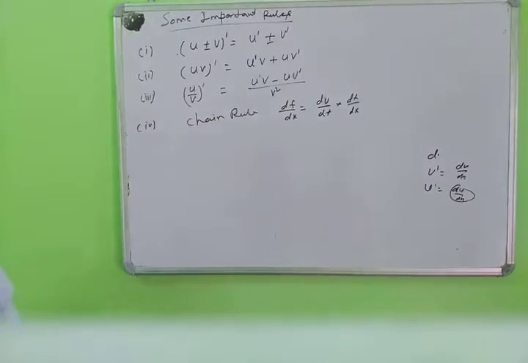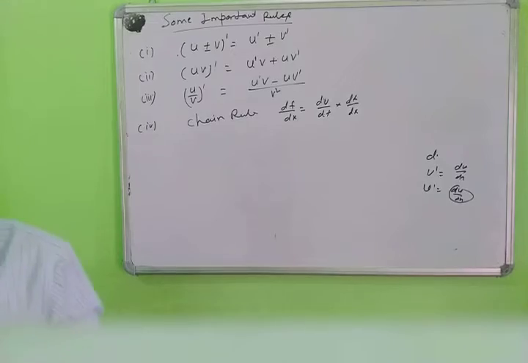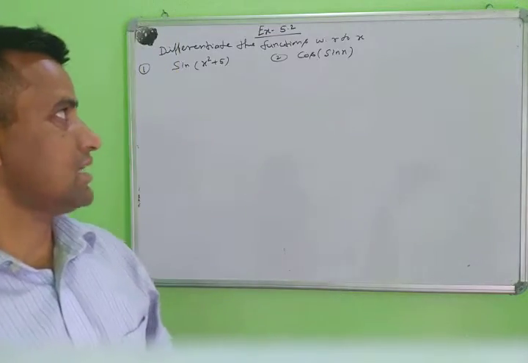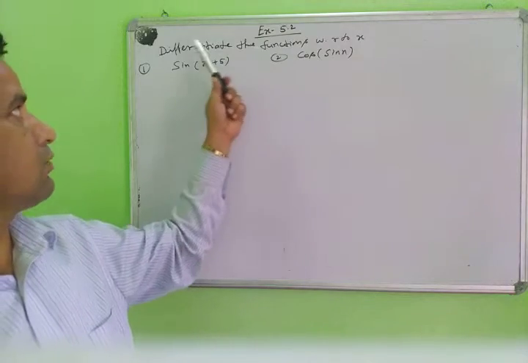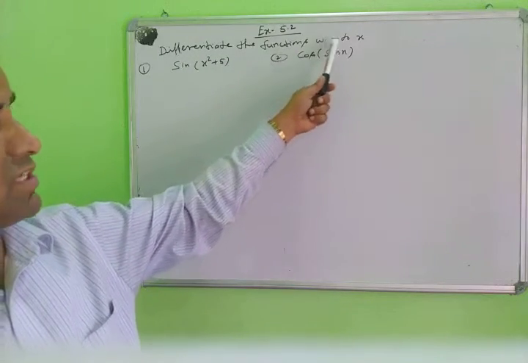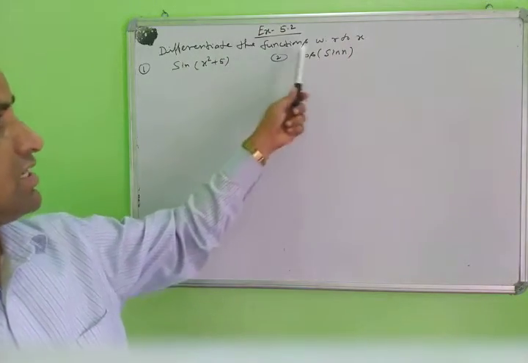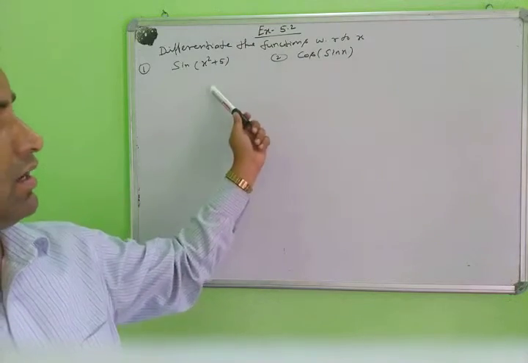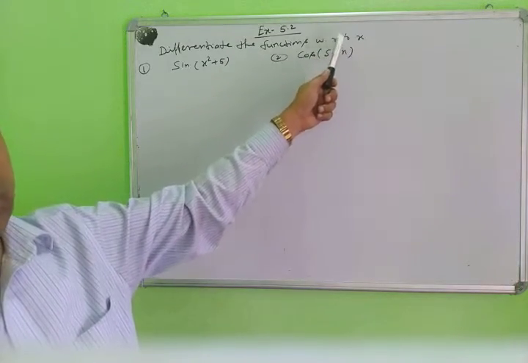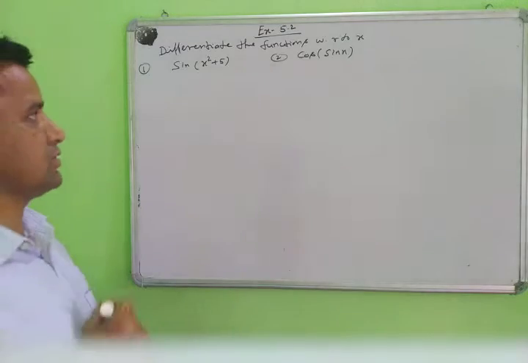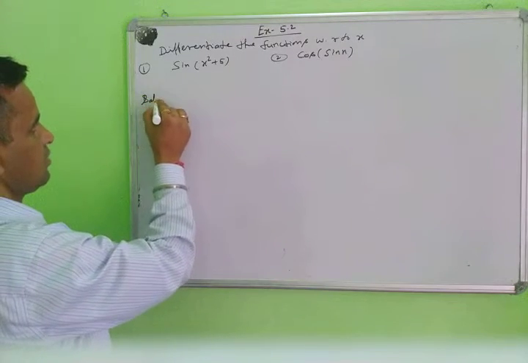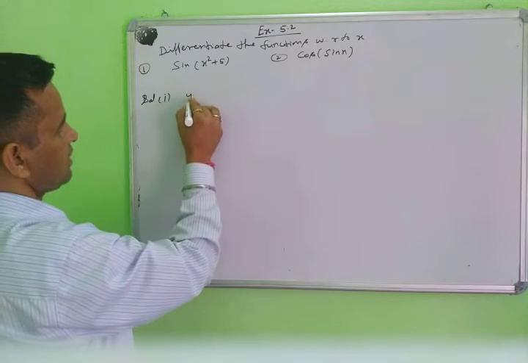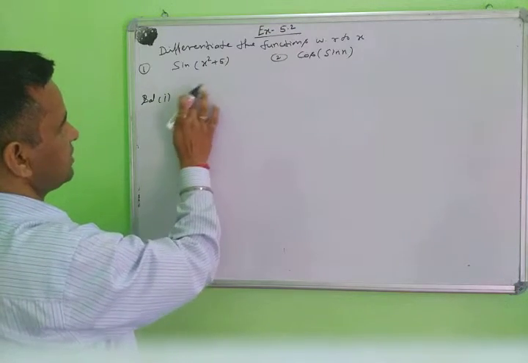Next, I am taking exercise 5.2, question number one and two here. Question: differentiate the function with respect to x. Two trigonometric functions are given here, and they will be differentiated with respect to x. Now solve. This is the first question. Solution start. Let y equal this.